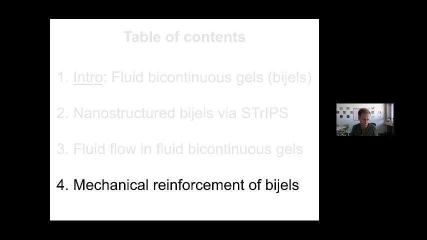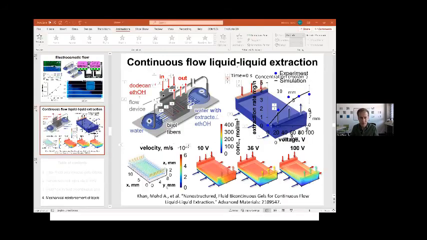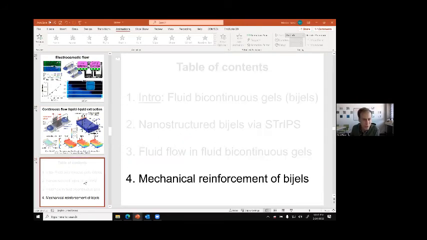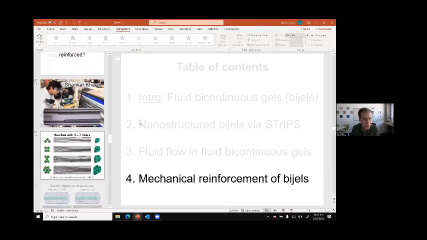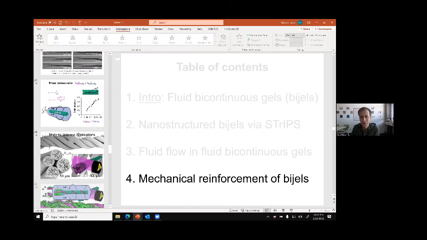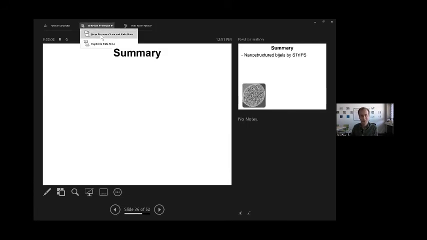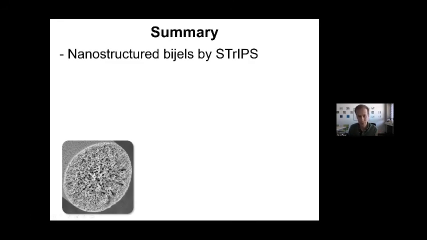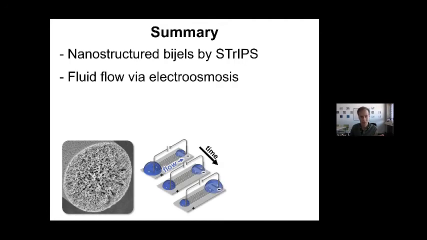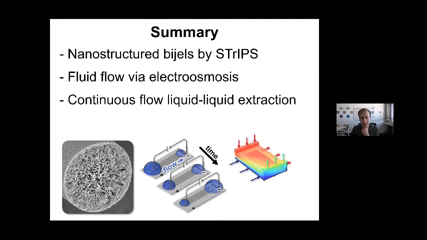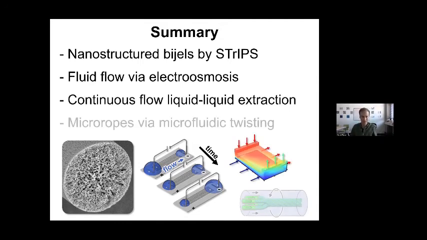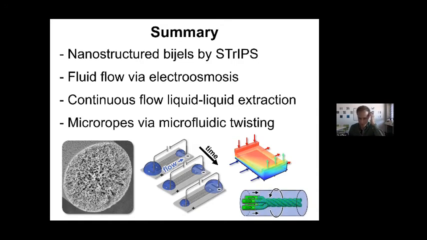The rest is more about hydrodynamics, but I think for the sake of time, I will skip this part and just arrive at my summary and conclusion slide. So you've seen how we can use strips to make these nanostructured bijels. We've actually managed to flow fluids through bijels via electroosmosis, and that has then been used for continuous flow, liquid-liquid extraction. I didn't tell you about that, but we also found a way to make ropes via microfluidic twisting.